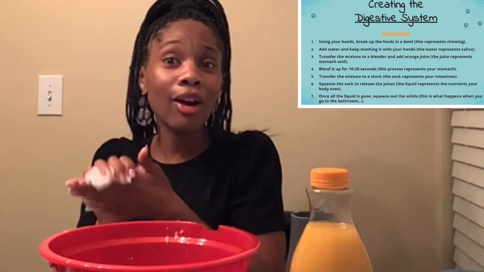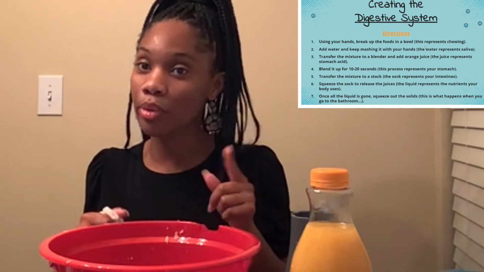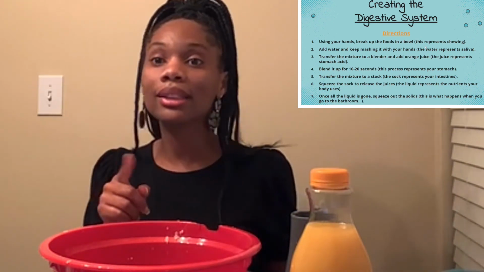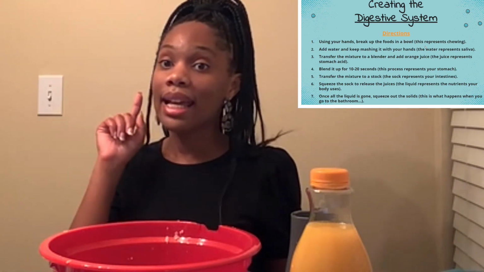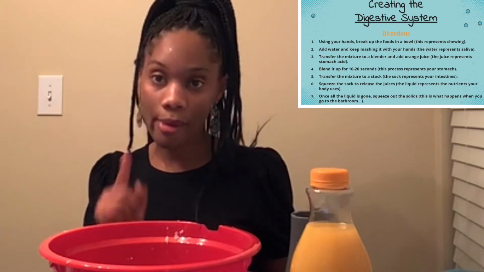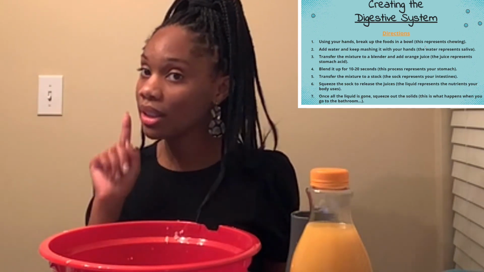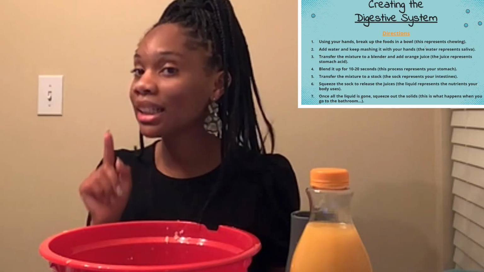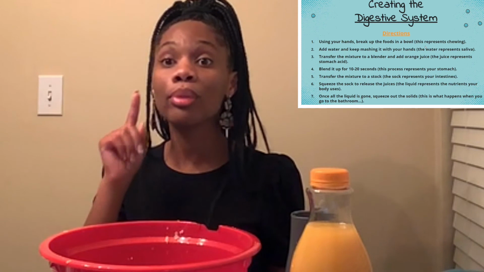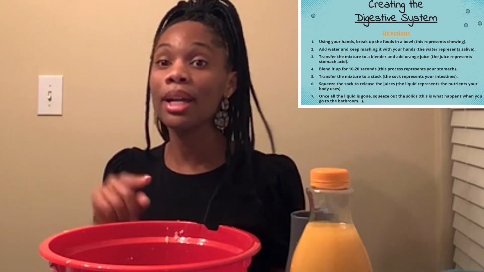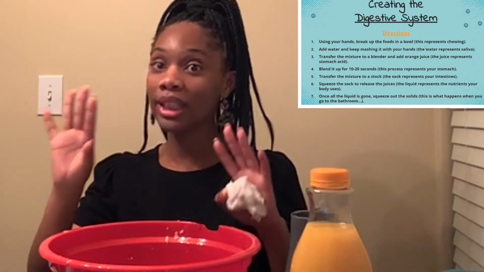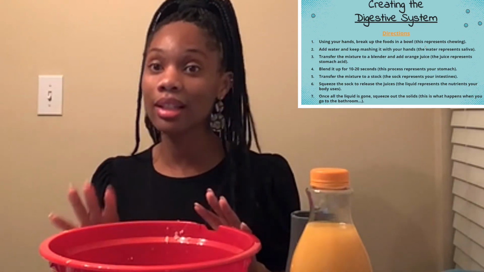Now that my hands are all clean, let's go ahead and do a quick recap. Organ systems. We have 11 organ systems in our bodies, and they interact with each other in some way. We just created our model of the digestive system. Your digestive system works with the circulatory system to provide and get the nutrients to the rest of your body.